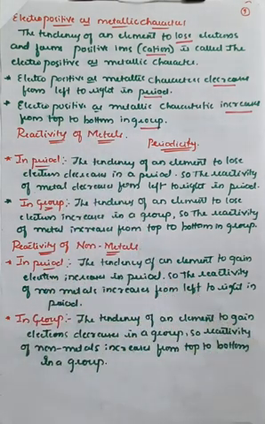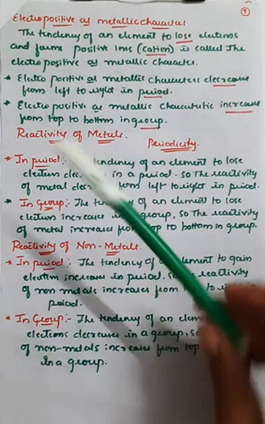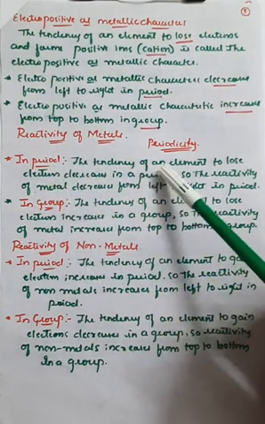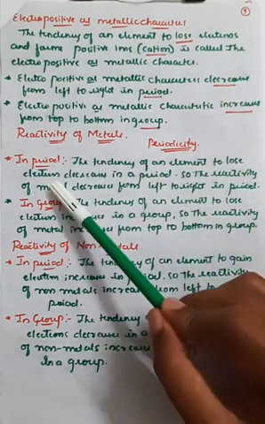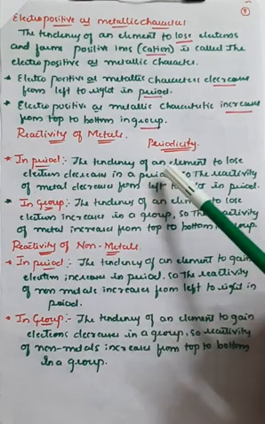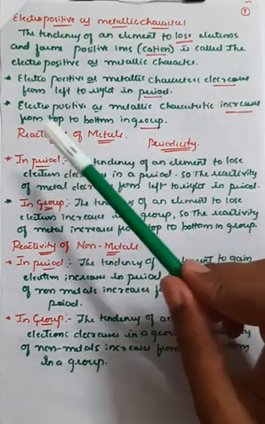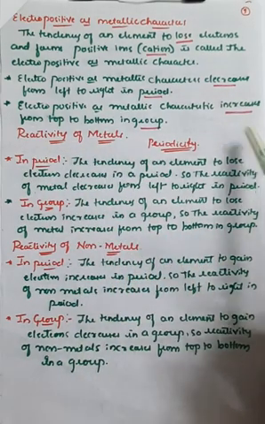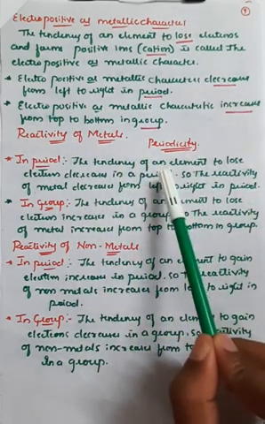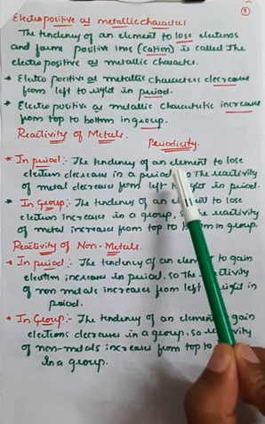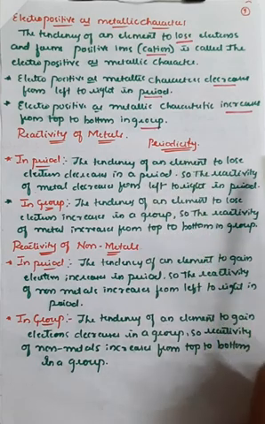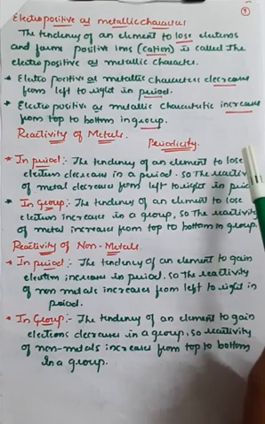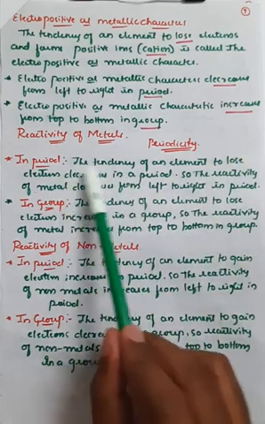So here, if you observe the periodicity or the trend in the periodic table, in periods the tendency of an atom to lose the electron decreases. When you go from left to right in the periodic table, the element's capacity to lose the electron, which means to give the electron, decreases in a period.